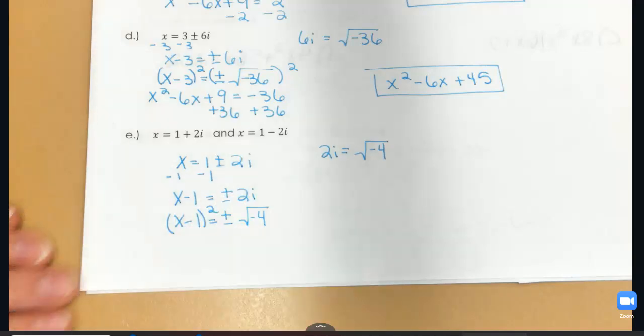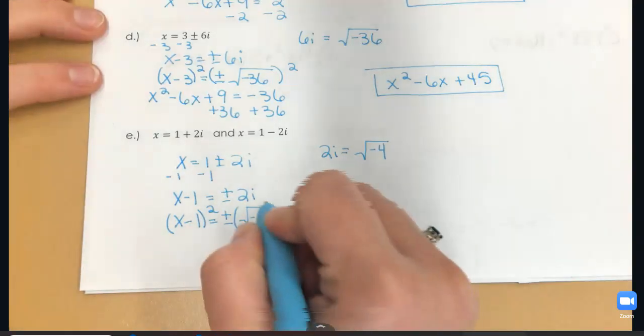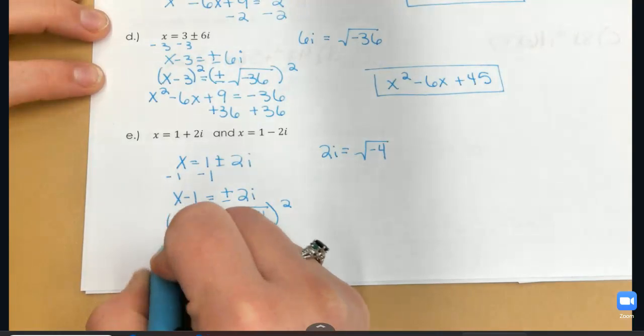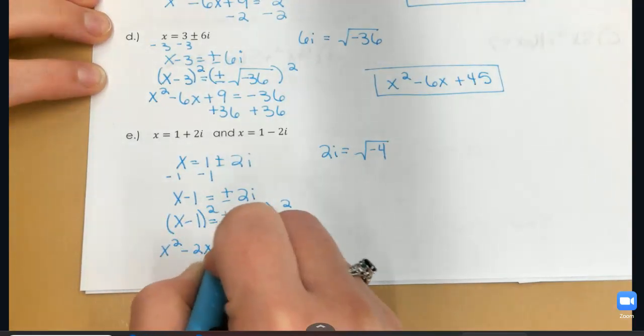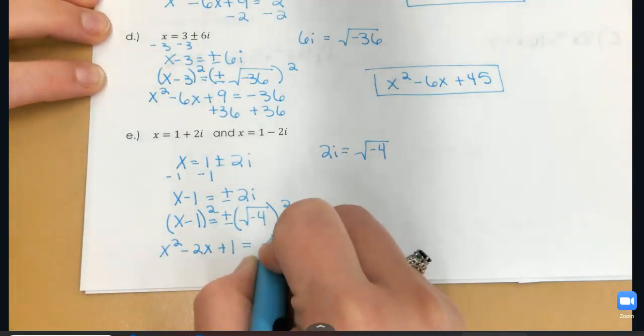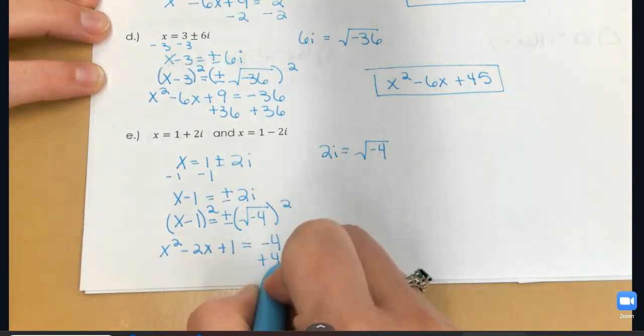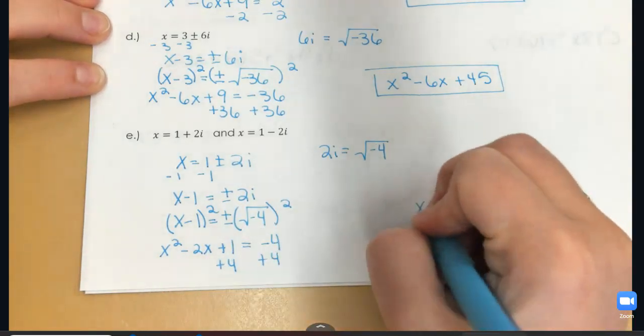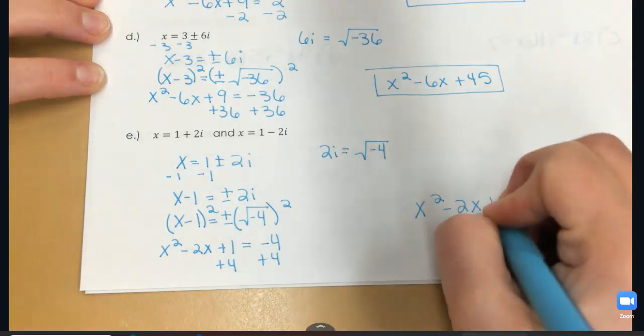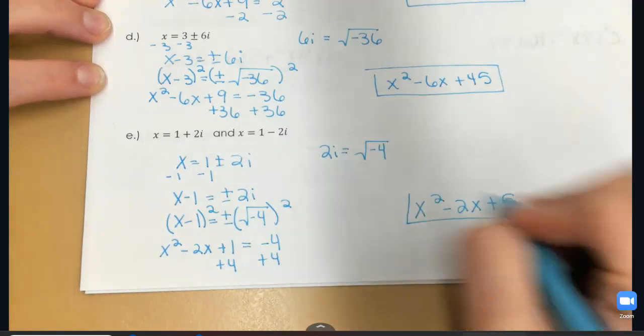Now I can square both sides. And FOILing on the left, I'm going to get x squared minus 2x plus 1. And on the right, we have negative 4. So I can move the 4 to the left, and we have x squared minus 2x plus 5.